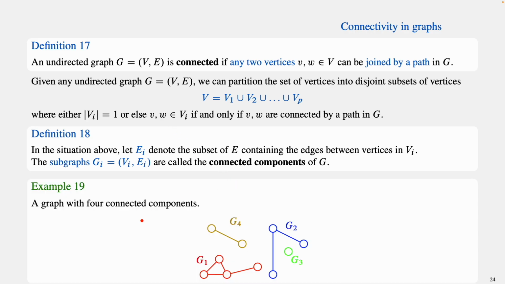Now, here we have a graph with four connected components, G1, G2, G3, and G4. So in fact, G3 contains only one vertex and not a single edge. And you see, obviously the connected components are connected, but the graph overall is not connected.